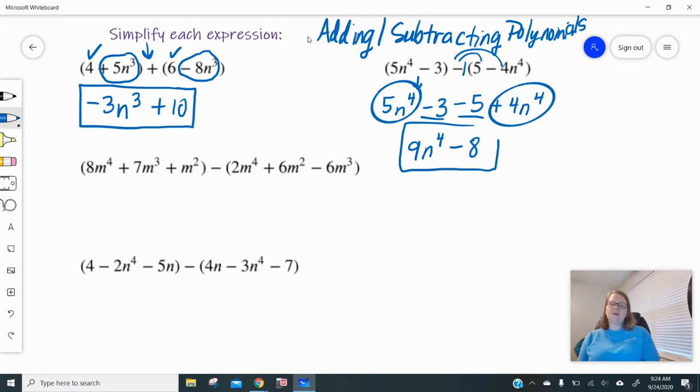And that's my answer. Again, we've already got it in descending order because we started with the n to the fourth, and then the only thing that was left was a regular number called a constant. Okay. All right, so let's move on.